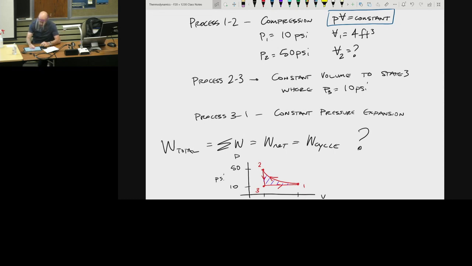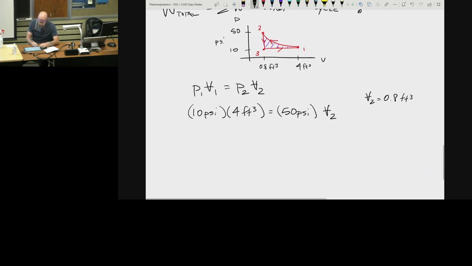So we can already say easily that work 2 to 3 is equal to 0, and this is going to be in BTUs. And now we can just pick which one we want to work with next.